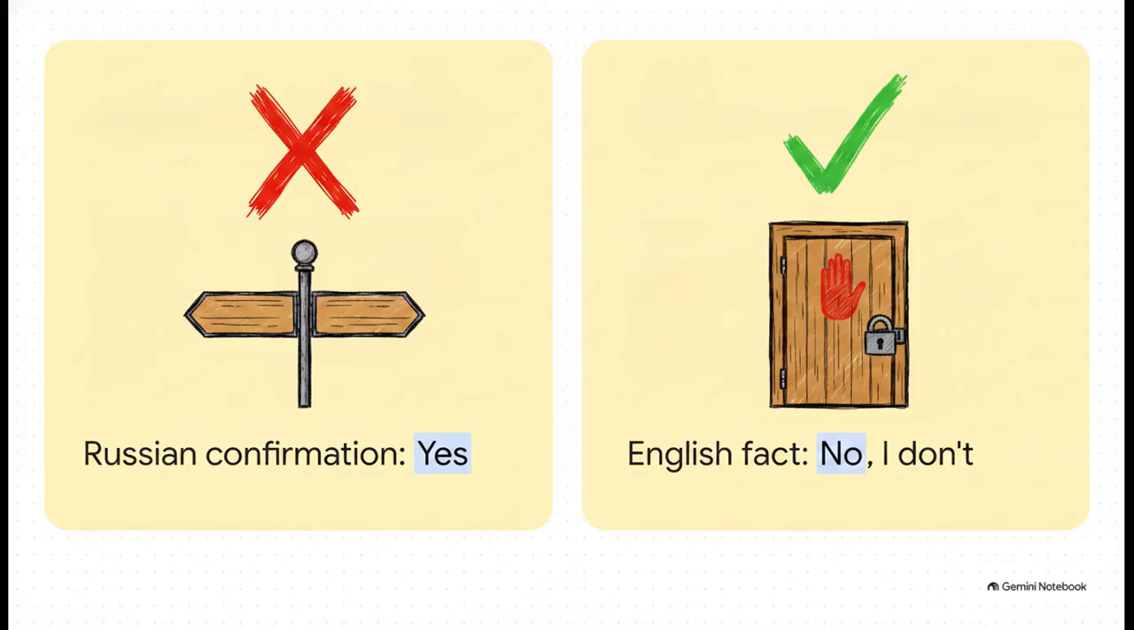But in English, that is impossible. Yes and no follow the actual fact of reality, completely ignoring the phrasing of the question. If the fact is negative, the answer is no. So you'd say, "no, I don't." Honestly, the safest habit you can build is to never answer with a bare yes or no. Just always add the short tag, like, "no, I don't," and it'll force your brain to stay consistent.